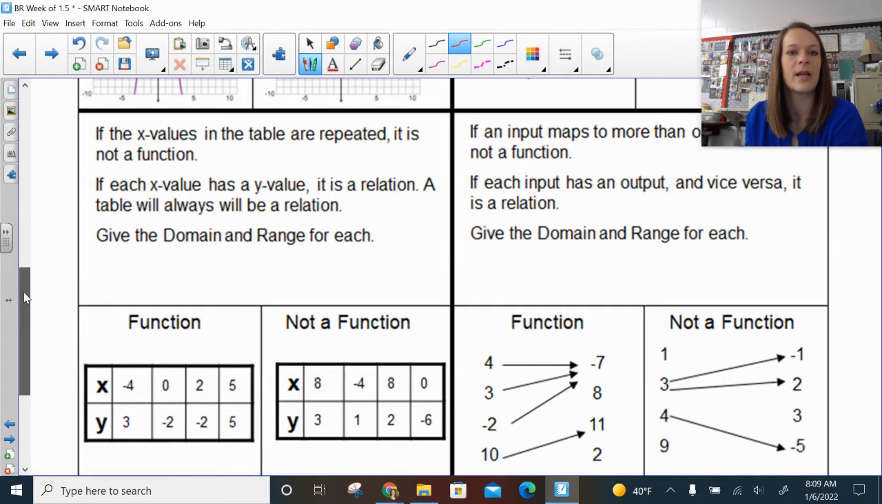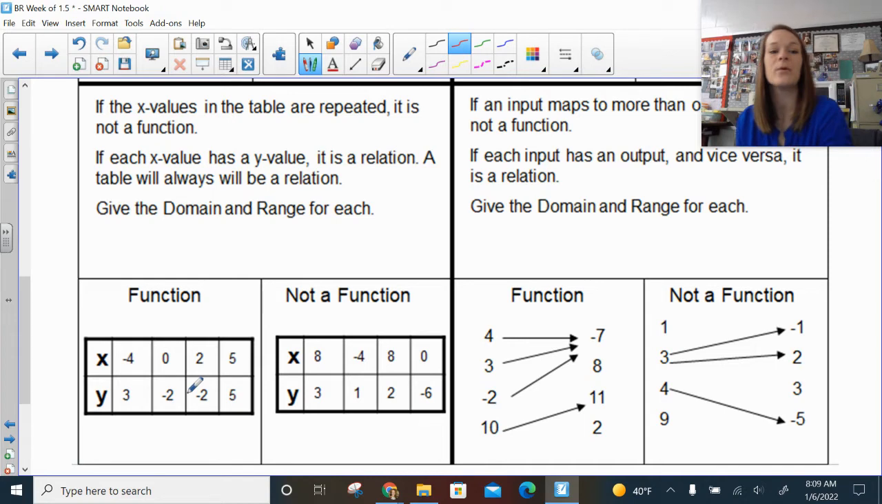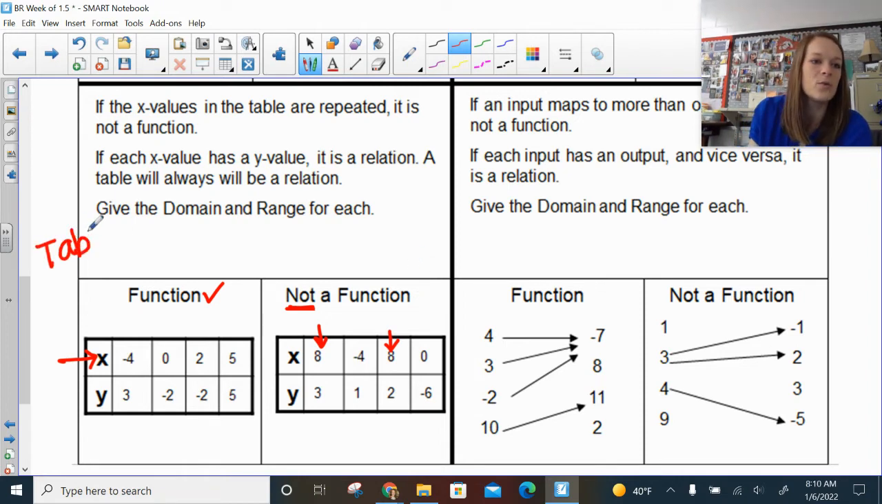All right, and then let's look at tables. When you're looking at tables, again, you're still looking at your x values. If the x values in the table are repeated, then it's not a function. So I have 4, 0, 2, and 5. They're all different, so it's a function. And it's not a function here because I have two 8s. If it's two of the same x values, then it is not a function. Okay, so that's where you're looking at your tables.